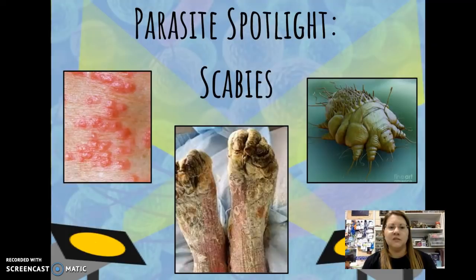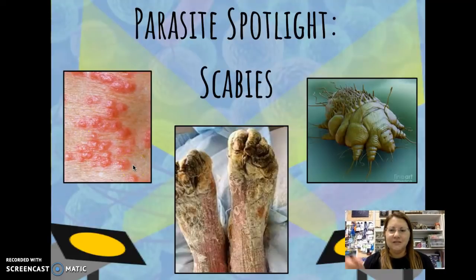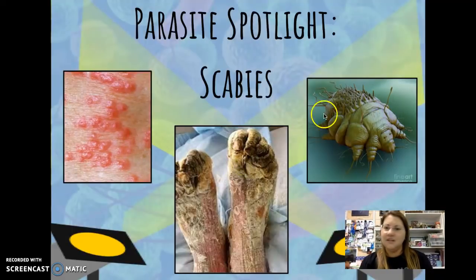Scabies. So scabies, they're basically little mites that burrow up under the skin. They cause these little pustules to occur on the skin, and sometimes you even see little trails under the skin where they're moving around. This is a really bad case of scabies. This is where this good old mite here, the scabies, has laid lots of eggs under the skin, and it's crusted over.